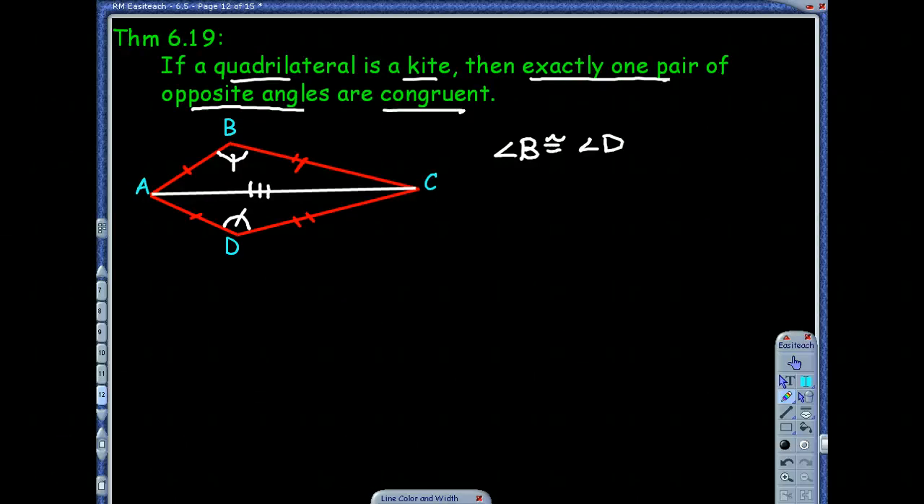The other angles, angle A and angle C, there's no way those can be congruent as well, because then what kind of figure would this be? A parallelogram. Yeah. So none of these characteristics are necessarily shared where they're going to be able to prove it's a kite.